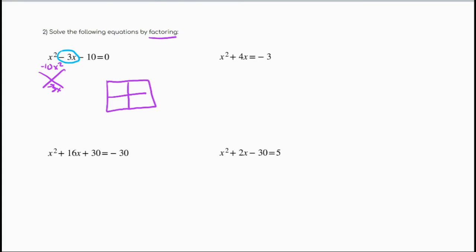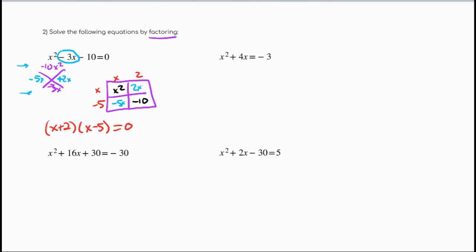And so I'm splitting up negative 3 by looking for what multiplies to negative 10x squared that adds to negative 3x, which in this case would be negative 5x and positive 2x. So now I'm going to go ahead and plug in, first term in the first box, last term in the last box, and the term that I split up in the corner boxes. So now I'm going to find the factored form by seeing what multiplies to get into the inside of the box. So I see there that we got x plus 2 and x minus 5.